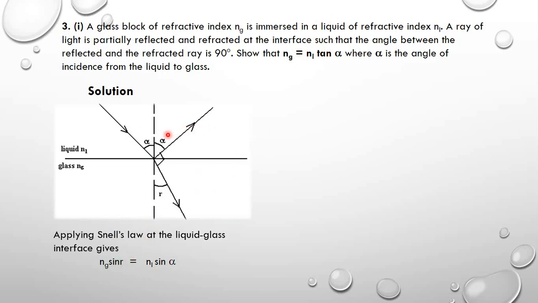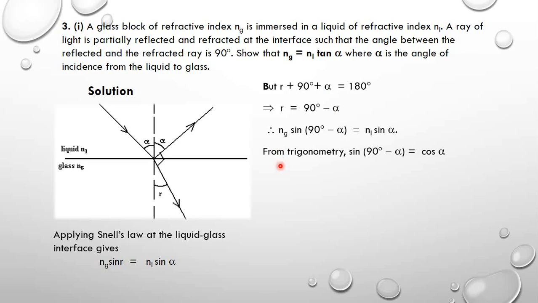So we are going to add alpha plus 90 plus r is equal to 180, angles on a straight line. So r is going to be 90 minus alpha, and therefore we shall have Ng sin of 90 degrees minus alpha is equal to NL sin of alpha. But from trigonometry, we know that sin of 90 degrees minus alpha is the same as cos of alpha. So if we replace that with cos alpha, we are going to have Ng cos alpha is equal to NL sin alpha.